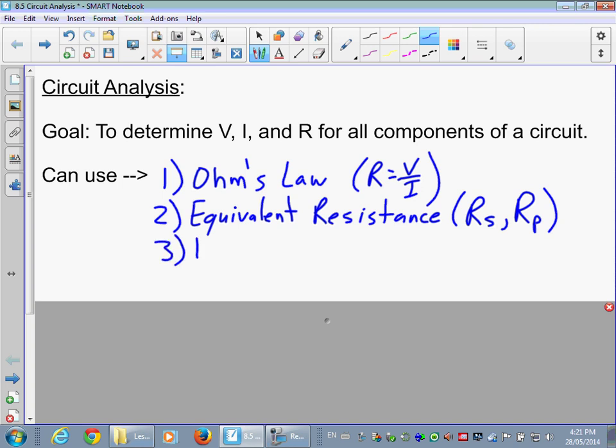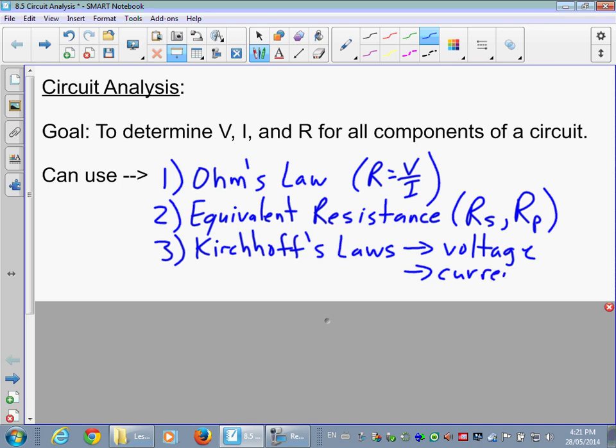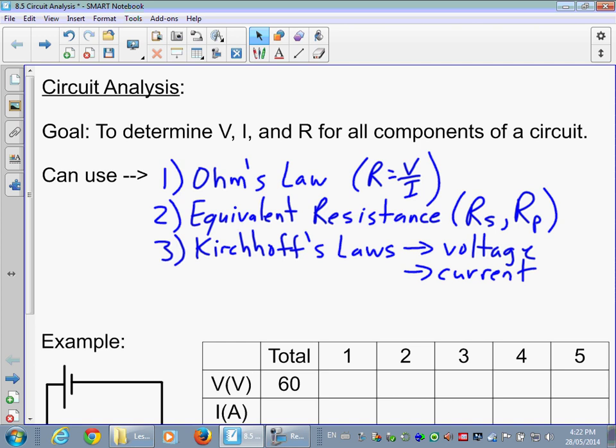We can use Kirchhoff's laws. And there's one for voltage, Kirchhoff's voltage law, and there's one for current, Kirchhoff's current law. So between all of these four things, Ohm's law, equivalent resistance, and both of Kirchhoff's laws, we should be able to determine a whole bunch of different quantities about circuits, even if we're only given a few.